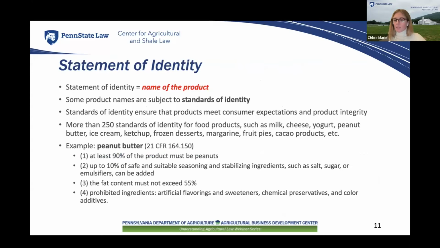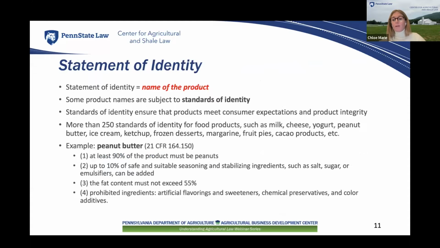Now, this time, let's talk about the label itself. So the statement of identity is the common original name of your product. It is the name that consumers expect to see on the label for a certain type of product, for example, rice or barbecue sauce. It can also be a descriptive term commonly used to refer to that type of product. For example, Pop-Tarts, which is a registered trademark, but the name of their product is toaster pastries.